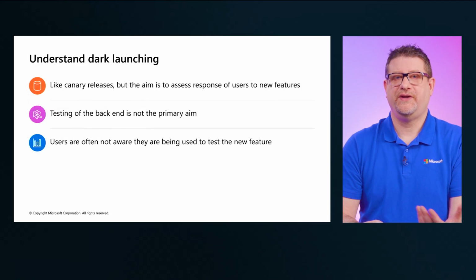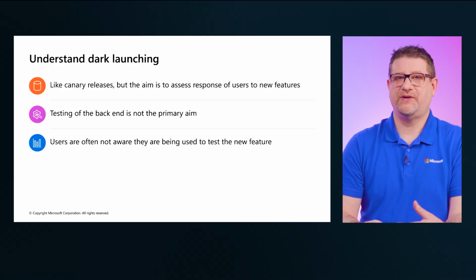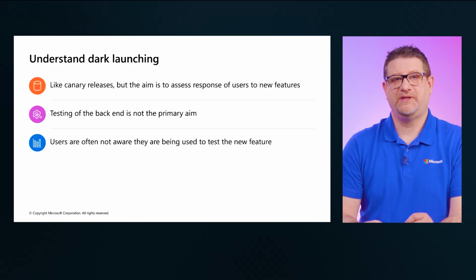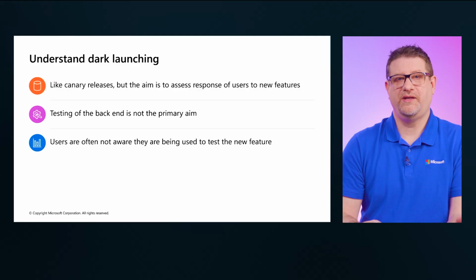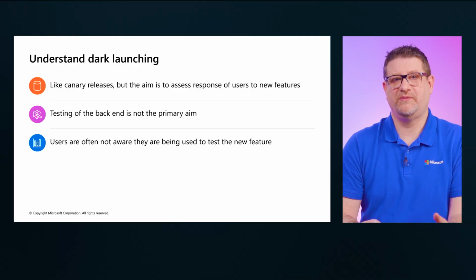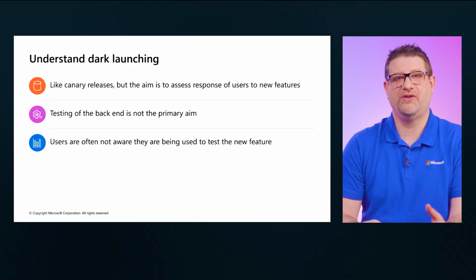Dark launching is a modern deployment technique where new features are released to production but only exposed to a limited set of users, sometimes not visible at all. The main goal is to observe how users respond to these features without making them widely available or drawing attention. Unlike canary releases, which focus on back-end testing and gradual rollout, dark launching is all about quietly assessing user reactions and gathering feedback before a full launch.